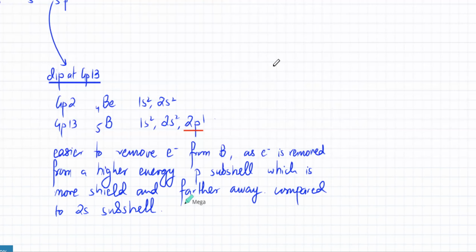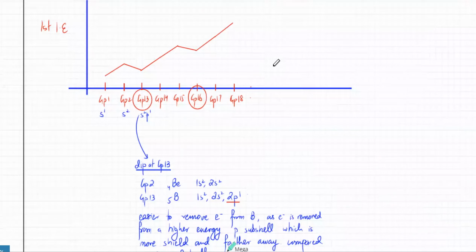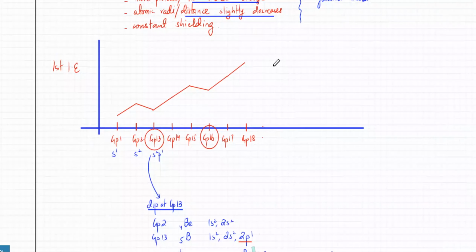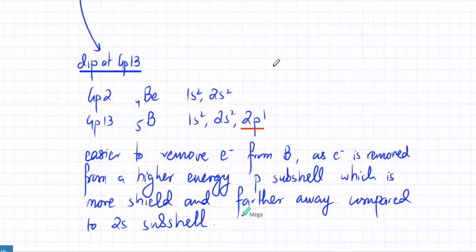Sir, are we specifically talking about the first ionization energies of these elements, or is it the same for all? First ionization, just the first one. Okay, sir. Because if you're talking about the second or the third, then you're talking about different subshells. You're removing electrons from someplace else.